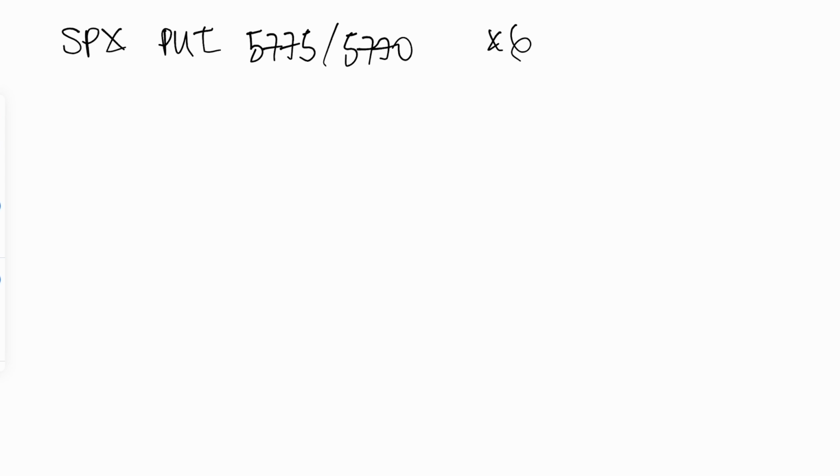I sold a credit spread on SPX, the S&P 500 index, a put credit spread at 5775, 5770. So a 5-point spread. I traded 6 of these and I collected $155 of credit for every single one of these, which means that my total credit collected is $930.